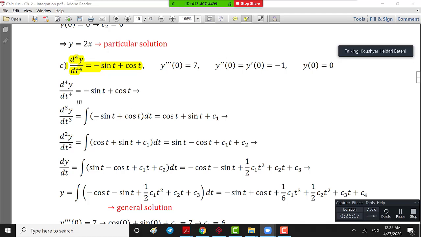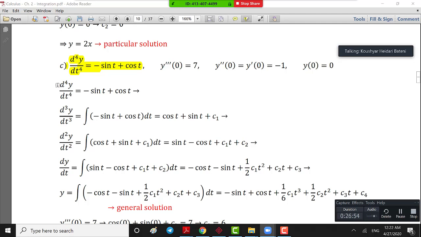So, just like any other differential equation, we first have to find the general solution. After finding the general solution, we use the initial conditions to find the value of the undetermined constants in the general solution. When we do that, the particular solution is found. Yes?